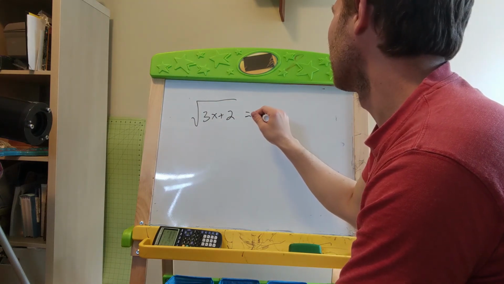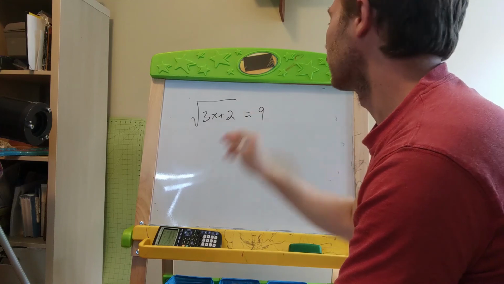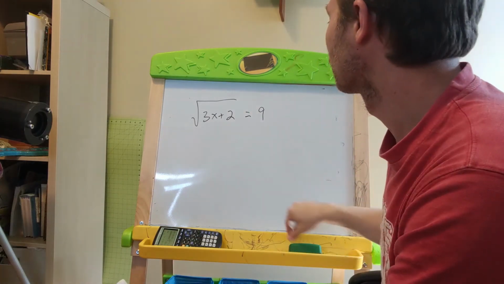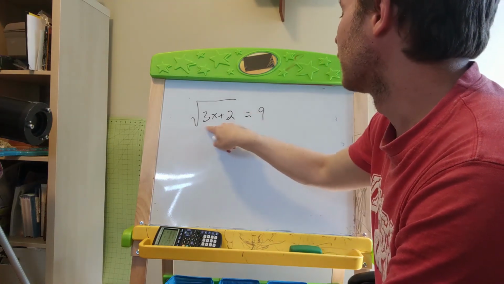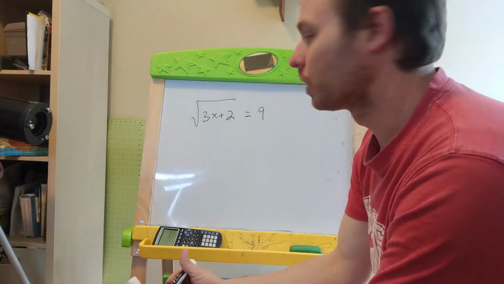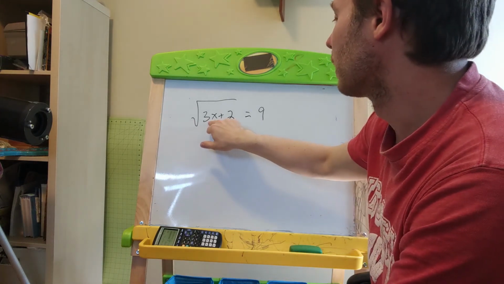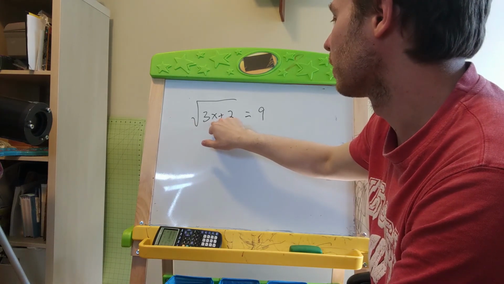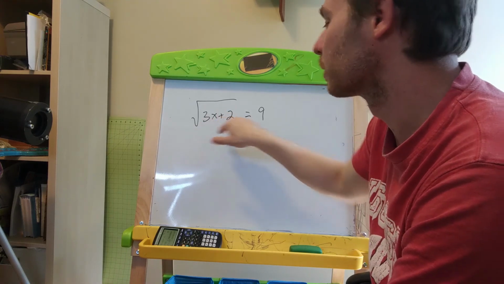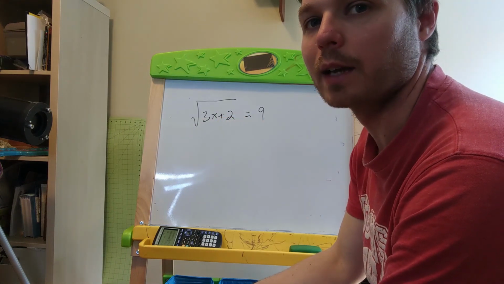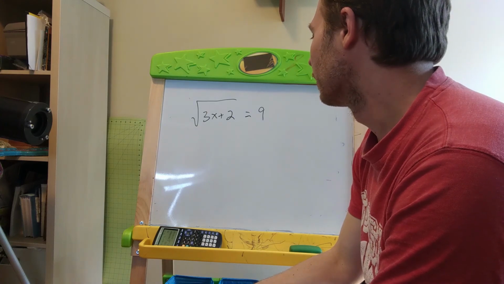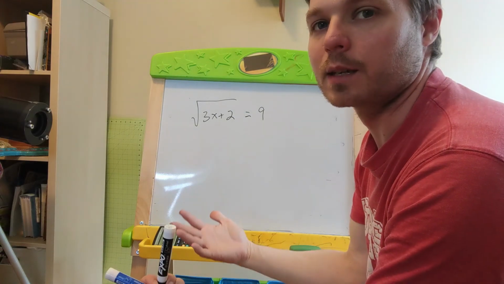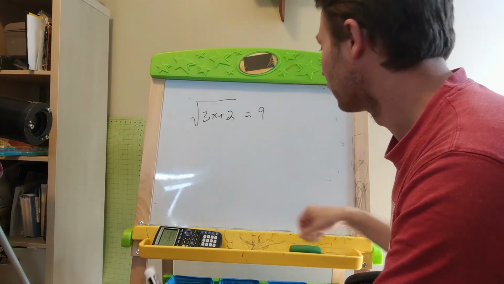So I can do something like this, for example. I'm trying to solve this equation. I'm trying to figure out which x value, if I put it in here and then multiply it by 3 and then add 2 and then take the square root, what number is going to give me 9? The nice thing is we can use the exact same method that we've used before to solve this.